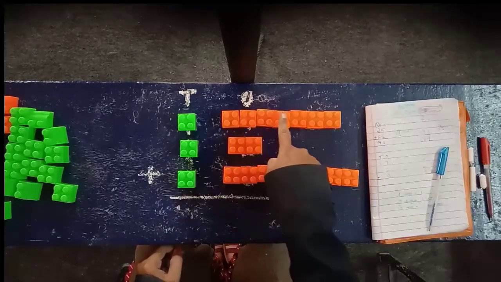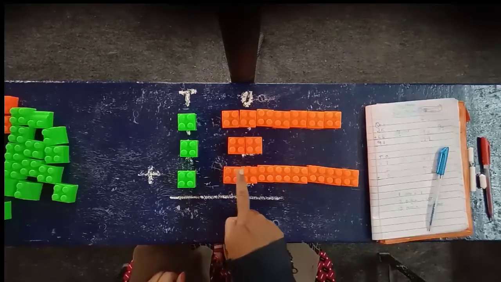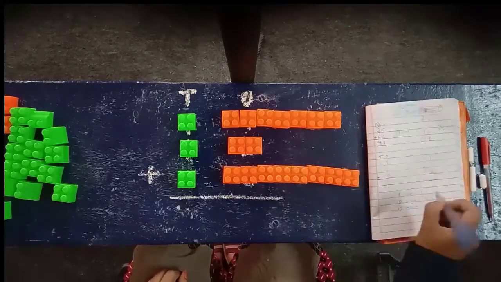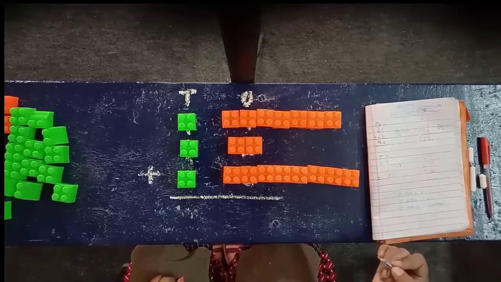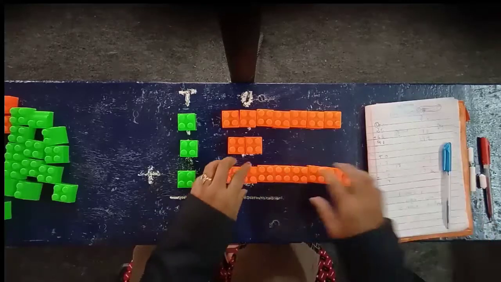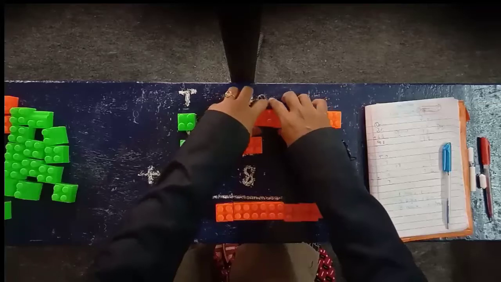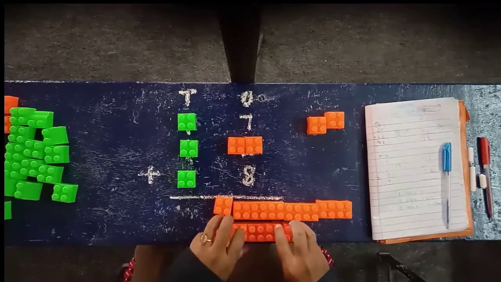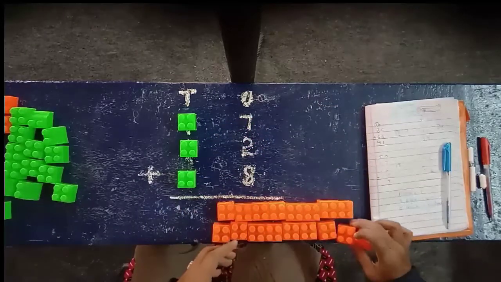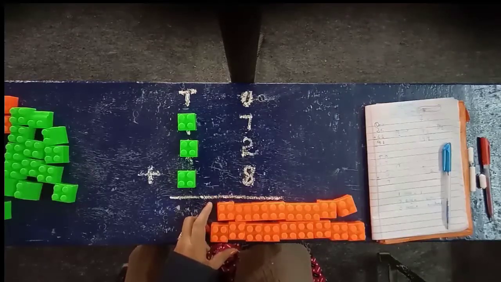1, 2, 3, 4, 5, 6, 7, 8, 9, 10, 11, 12, 13, 14, 15, 16, 17. 17 is again a 2-digit number, children. So whenever we get a 2-digit number, 7 we write here. Come on, let me arrange here. 17 I can write as 10 plus 7. But we should write only one digit in the answer, children.